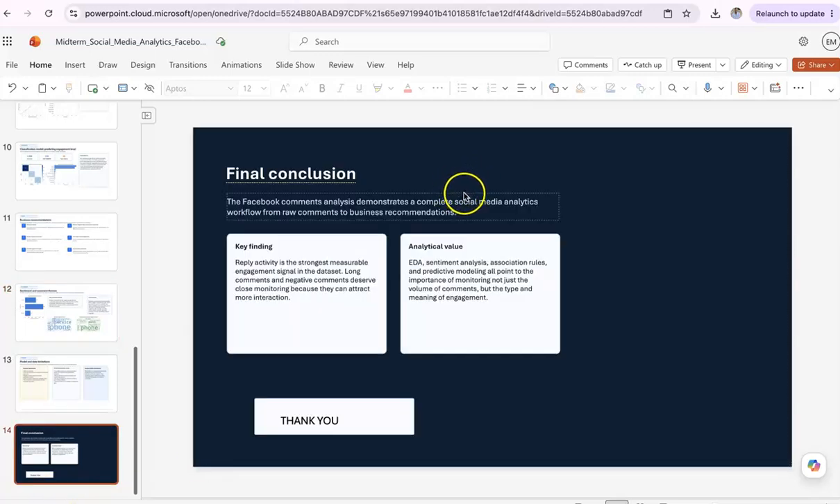And in conclusion, the project demonstrates a complete social media analytics workflow using a Facebook comments dataset, and the analysis moved from raw data cleaning to feature engineering to ethical data handling, where we also had star schema design, sentiment analysis, association rules, and predictive modeling, followed by final business recommendations.